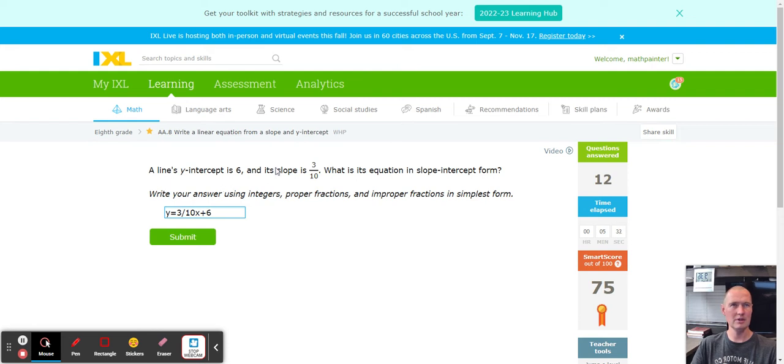So one more time, the slope is 3/10. There's our slope there. And then the y-intercept is 6. And you need the rest of the equation. So you need the y equals and the x as well.